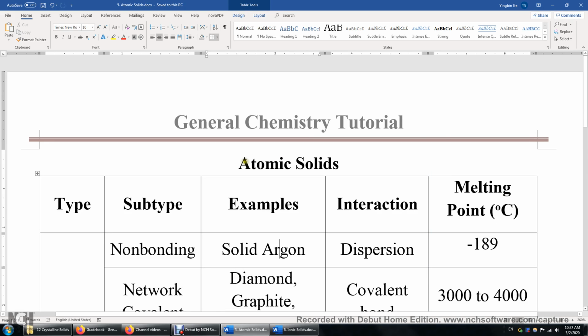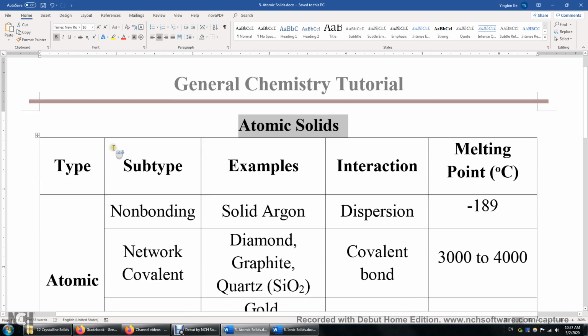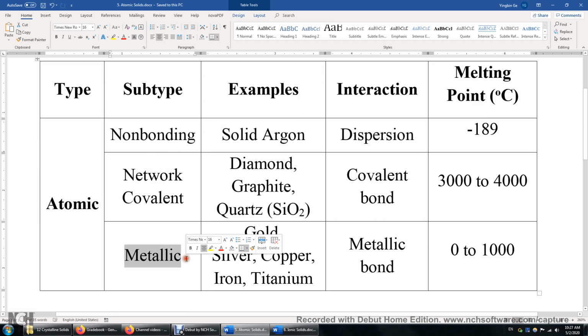In this video, we'll talk about atomic solids. There are three types of solids: atomic, molecular, and ionic. We will focus on atomic solids in this video. There are three subtypes of atomic solids: non-bonding, network covalent, and metallic.